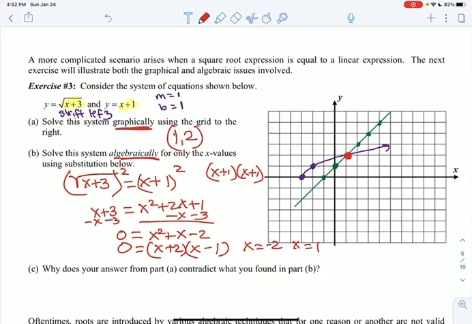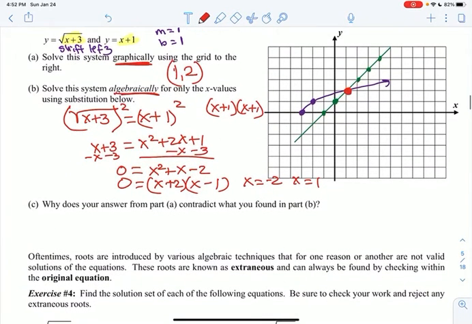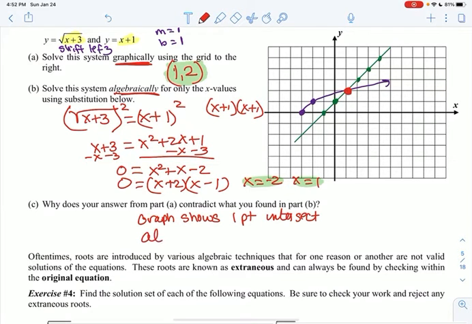Now, here's the interesting part. Why does your answer from part A contradict with what you found in part B? Because if I'm looking at this, I got one answer in part A. When I did it graphically, there's one answer. But when I did it algebraically, I got 2 answers. The graph shows 1 point of intersection. And the algebra shows 2 points of intersection.